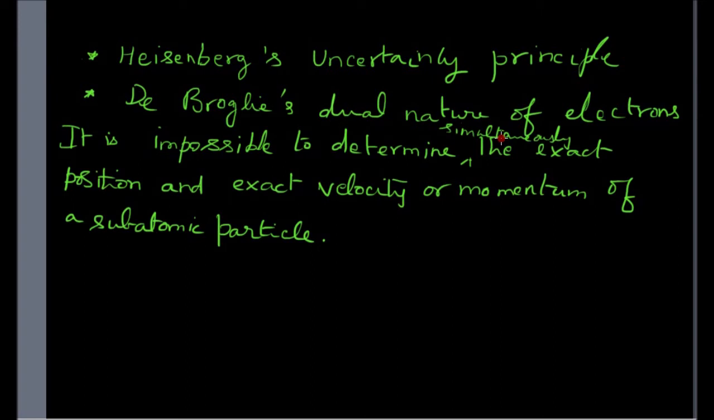The definition goes like this. It is impossible to determine simultaneously the exact position and exact velocity or momentum of a subatomic particle. Due to this, the term orbit of the Bohr's model was replaced by orbital. So, orbit was replaced by orbital.